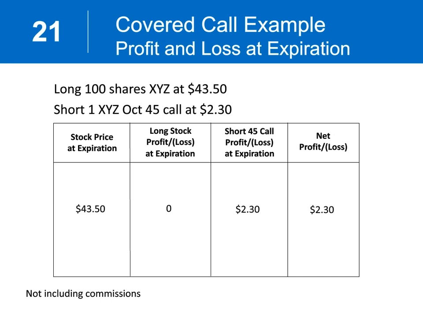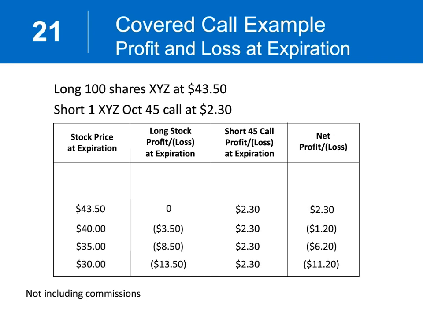On the downside, just as before, if the stock moved all the way down to $30, that means the stock moved down by $13.50. That's a loss for us. We own shares. We lost $13.50. The call option now is even further out of the money. It's worthless. We received $2.30 for it. Put those two numbers together, and our net loss is $11.20. Again, as you move lower in stock price at expiration, your loss on the stock will continue to get worse. Your profit on the call will stay at $2.30, so your net loss on the covered call will continue to get worse, but it'll always be $2.30 better than the loss on the stock.